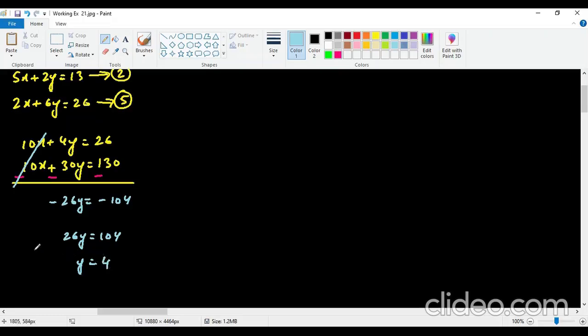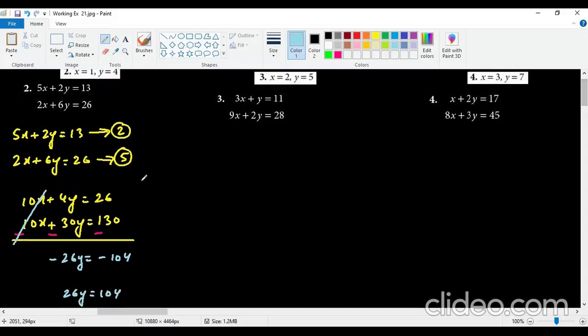I should add one more step over here, and you should also add this step to get you full marks. y equals 4. So now I know the value of y is equal to 4. Now I can use any equation I feel like. I'm using the second equation, which is 2x plus 6y equals 26, and 2x plus 6 times the value of y, which is already 4. I will not put the value. I will change the pen color, and I will write y equals 4 that we have already found out.